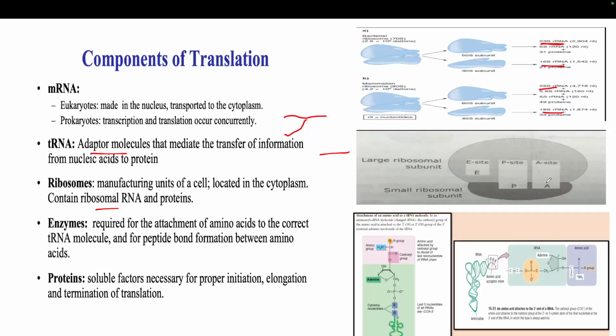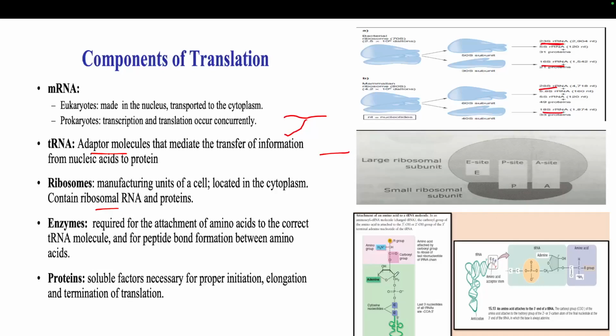If you look closely at the ribosome structure, this is the small subunit and this is the large ribosomal subunit. On the large ribosomal subunit there are three sites: the E site, P site and A site. This is the arrival site, where the amino acid is added and elongated, and the remaining polypeptide chain exits from here. This is the organization of the ribosomal subunits.